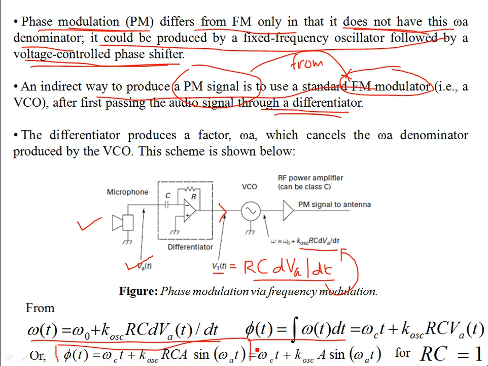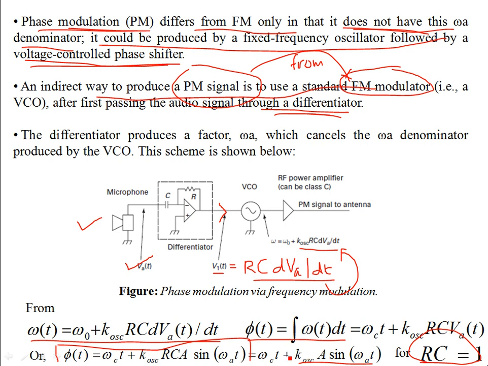Which is equal to omega C t plus K oscillator A times omega A t. So in the denominator there is no omega A. That's the only difference between the phase and the frequency modulated waveforms. And if you can make RC equal to 1, you don't see RC in the last expression. You don't see any RC with K over here. Well, that can be done, so you can set RC equal to 1.